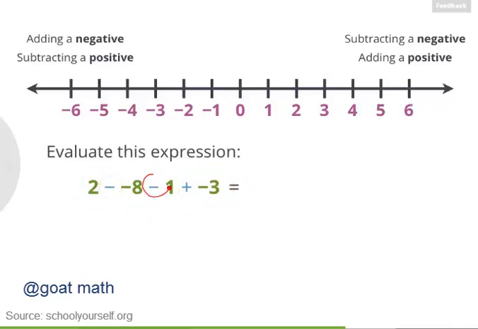So for your final challenge, try evaluating this expression, 2 minus negative 8 minus 1 plus negative 3. Again, whenever you have multiple additions and subtractions, you should work your way from left to right. Excellent! You started on the left with 2 minus negative 8. That's the same as 2 plus 8, or 10. Next, 10 minus 1 is 9. And finally, 9 plus negative 3 is the same as 9 minus 3, or 6. So again, nicely done.